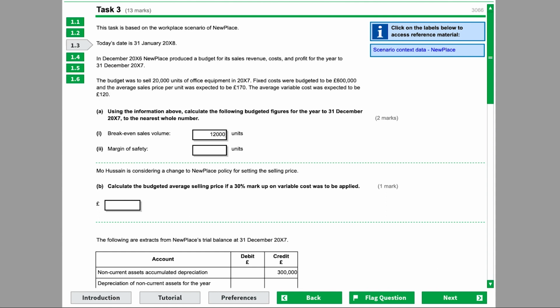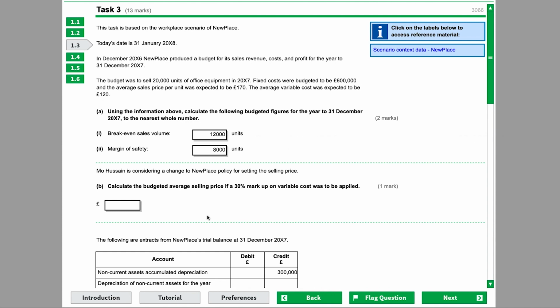The margin of safety is the difference between the budgeted sales units and the break-even sales volume. So that would be the 20,000 minus the 12,000 break-even to give you a margin of safety of 8,000 units.